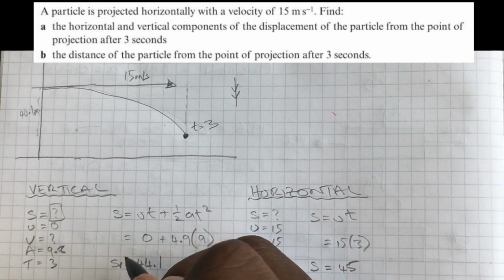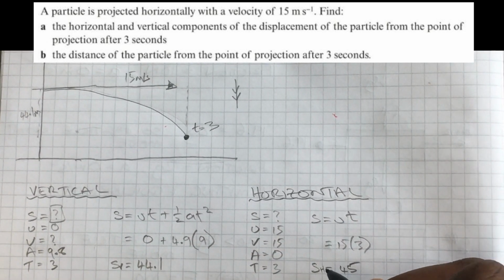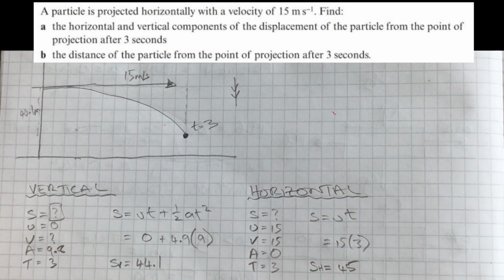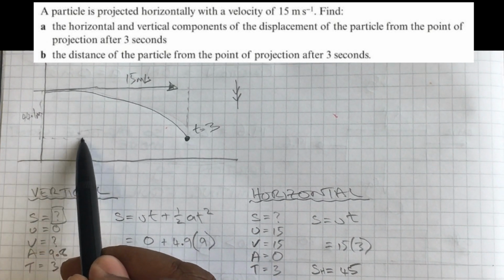So here I have the vertical and the horizontal components. The vertical components for the displacement are 45 meters and 44.1 meters.